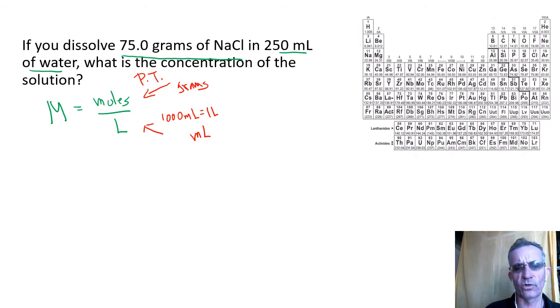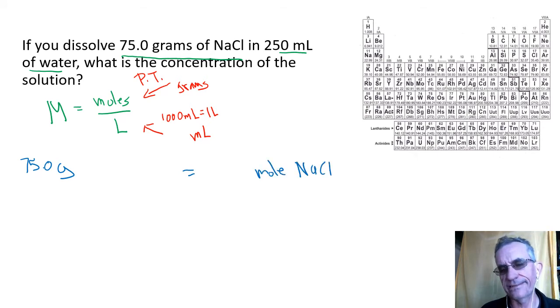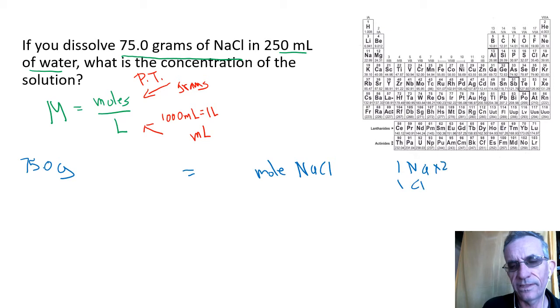All right. Let's see if we can work it out. So 75 grams of salt. I got to know how many moles that is of salt. So to do that, I'm going to add up the weights off the periodic table. Oh, we've done this before. 1 sodium, 1 chlorine. Sodium, 22.99.